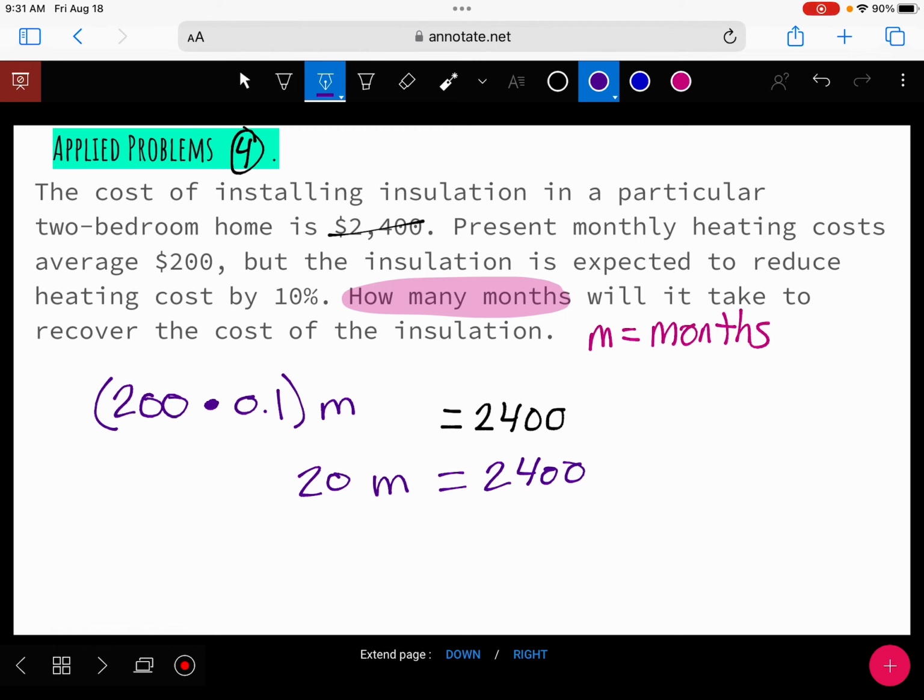Not 24. All right, hang on. 24 divided by 2 is 12, okay, because 24 divided by 2 and then 100 divided by 10, we get a 0.